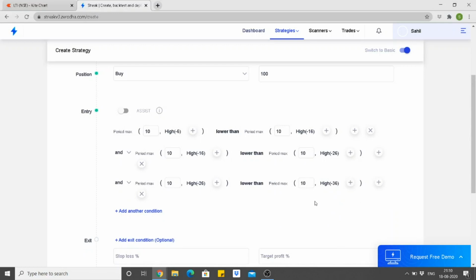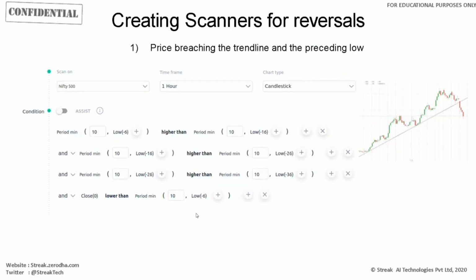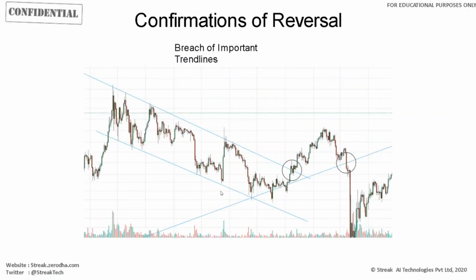So using these conditions, what we have done basically is that we have successfully identified a downtrend. We have searched for highs over here. For example, we have searched for the highest high somewhere over here. We have compared it with the highest high somewhere in this period. We have compared this highest high with the highest high somewhere in this period.